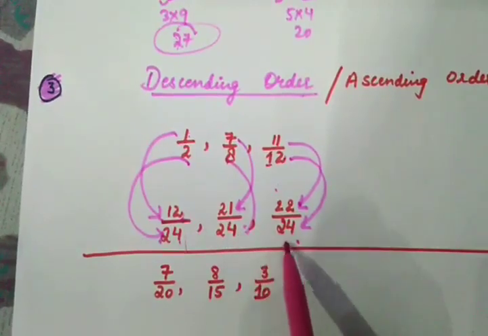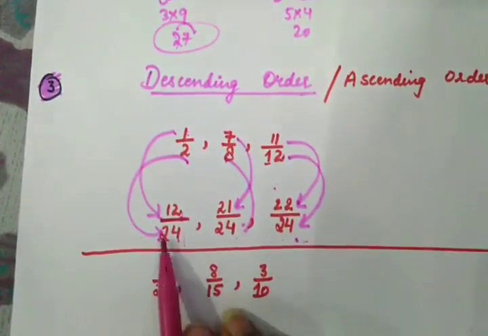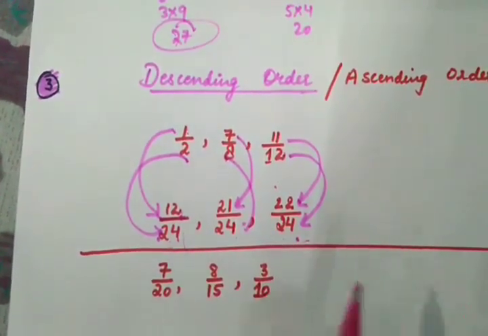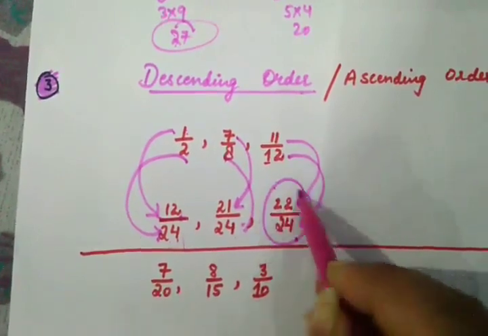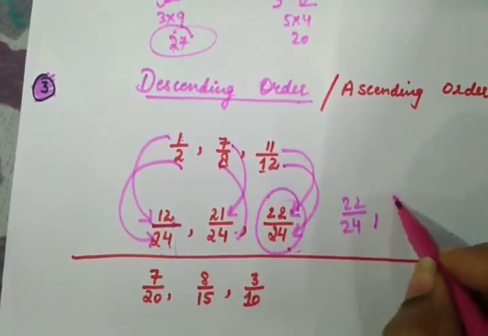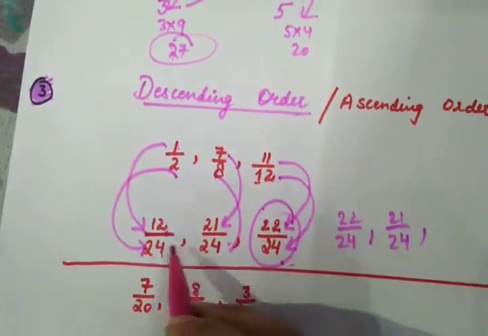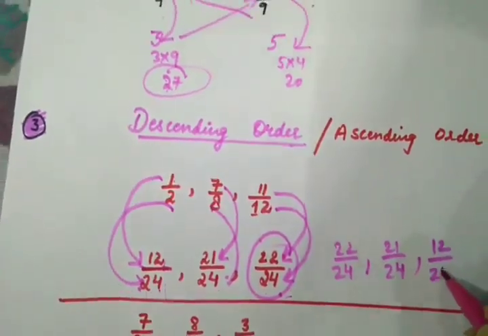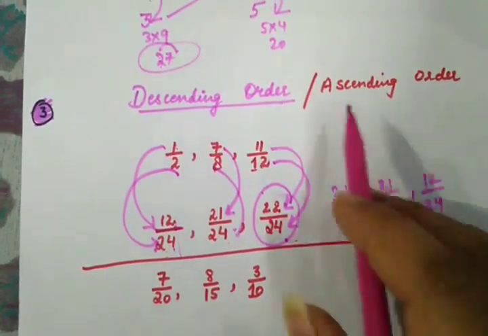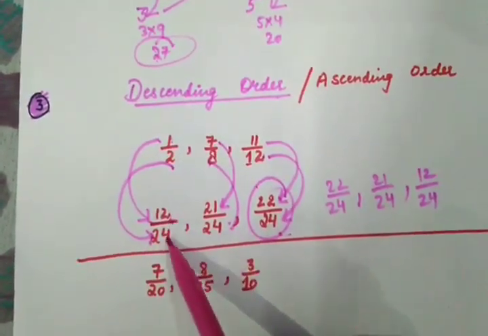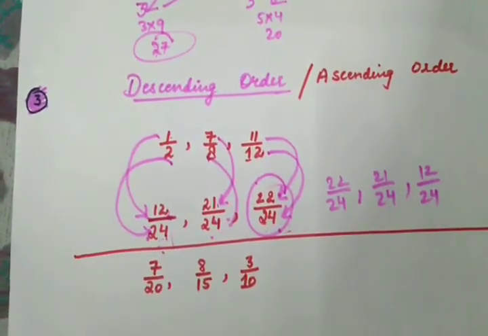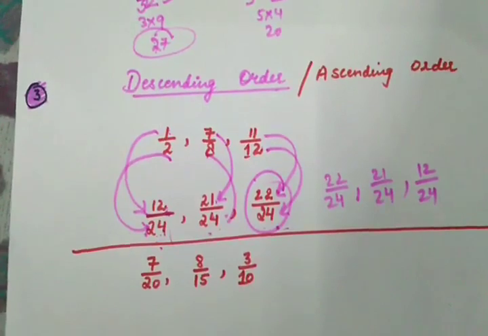Once you have arranged all the numbers with the same denominator, now denominators are same, just check the numerator and arrange in whatever order you want. If it is descending order, then the biggest is this, 22 upon 24. Smaller than this, 21 upon 24, and the smallest 12 upon 24. So this is the descending order, and if they ask you the opposite, that is the ascending order. It is already arranged: 12 upon 24, 21 upon 24, 22 upon 24. As simple as that.